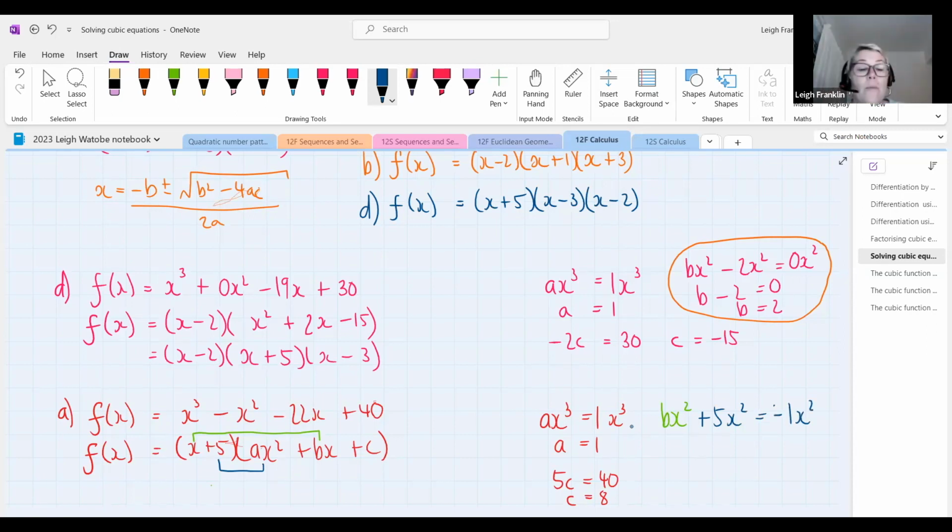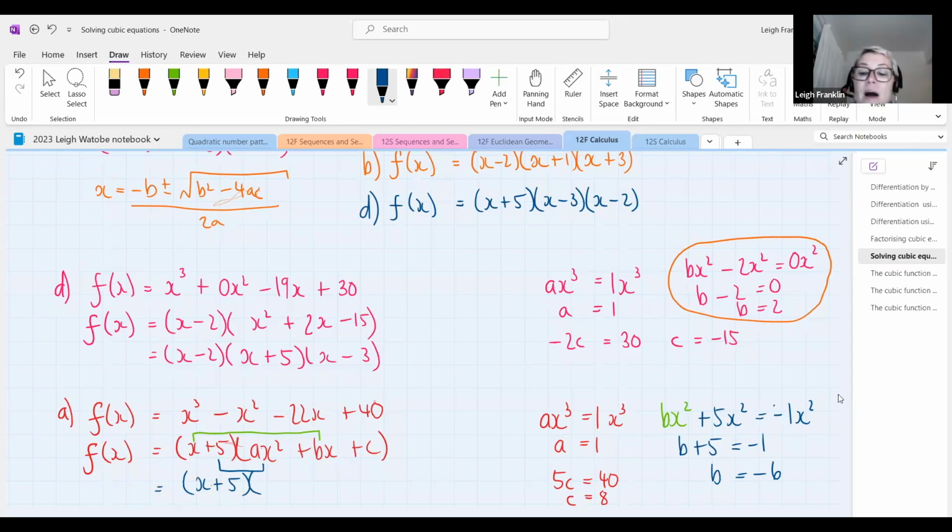So, ma'am, why not including 22x? You don't need to use the 22 to work out the value of b. Okay, ma'am. So this would have given you b plus 5 equals negative 1. So b would have been equal to negative 6 for you. Did you have that? I actually used 22. That's why it was wrong. Oh, okay. So you're not using the x, you're using the x squared.